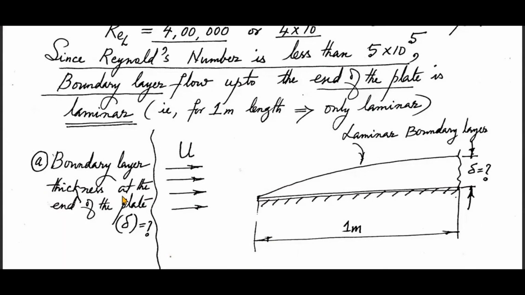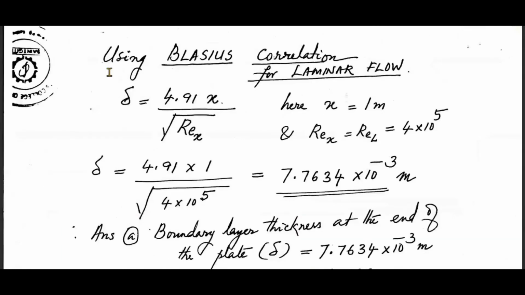So now we have to find the boundary layer thickness at the end of the plate. This is a diagram for that. The free stream velocity, the boundary layer formed up to the end of the trailing edge, 1 meter, you have to calculate this delta, the maximum boundary layer thickness. Since the flow is occurring in the laminar boundary layer regime only, you can use the Blasius correlation. The Blasius correlation, to be accurate, is delta equal to 4.91 x divided by root of Rex.